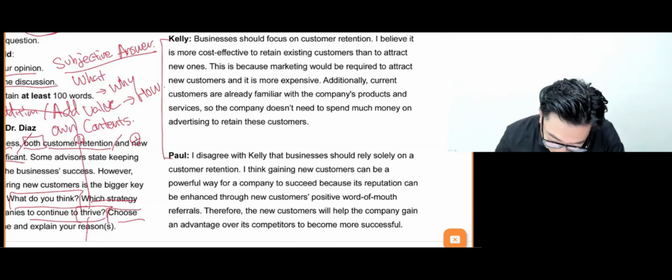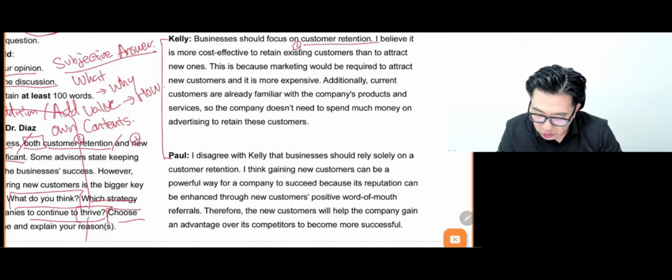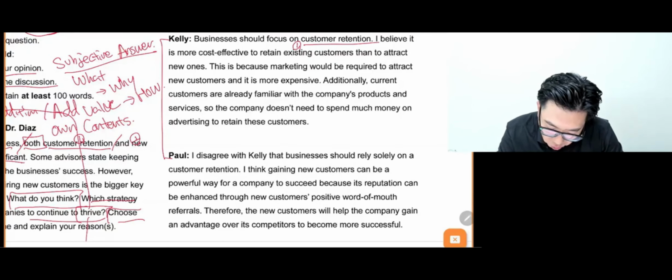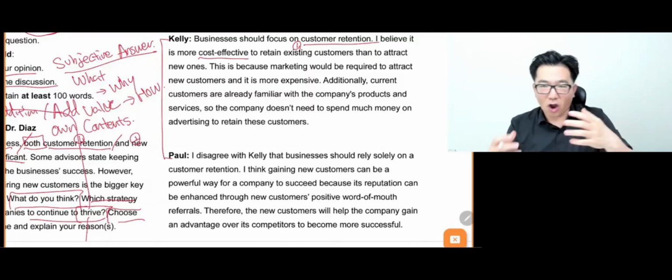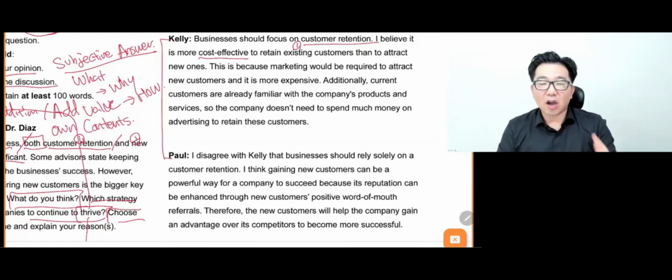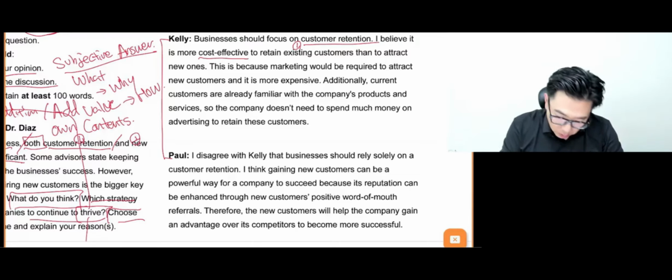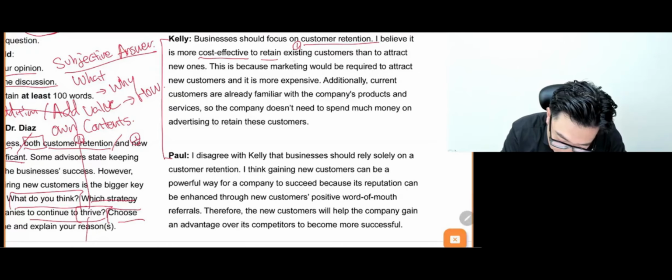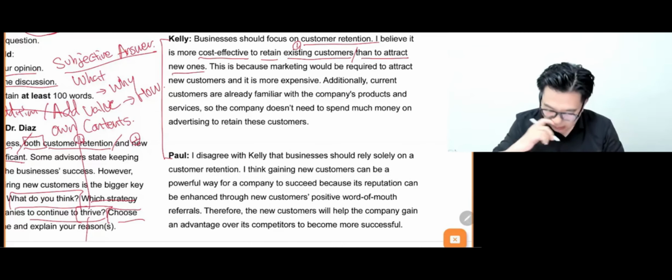All right. Kelly: businesses should focus on customer retention. Very direct. Thank you. So Kelly thinks strategy 1 is more important than strategy 2. I believe it is more cost effective, which is business language. Cost effective means it costs less money, or is cheaper, to retain, keep, existing customers than to attract new ones.